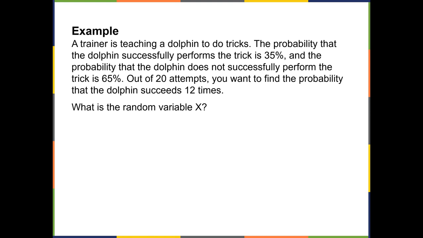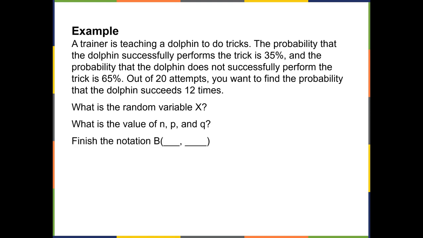So first, what is our random variable here? What are the values of N, P, and Q? And let's finish the notation. Why don't you pause the video and see if you can fill these things in for yourself?